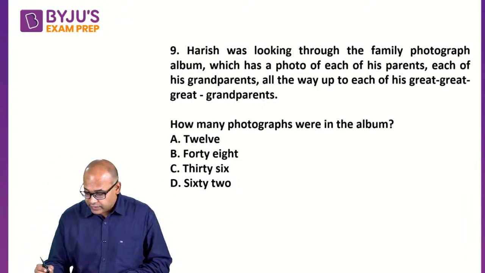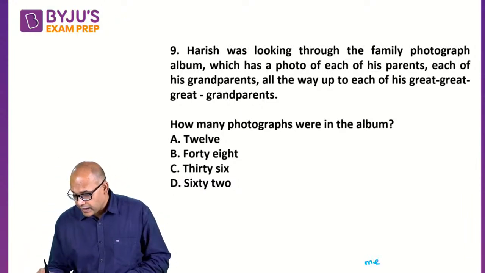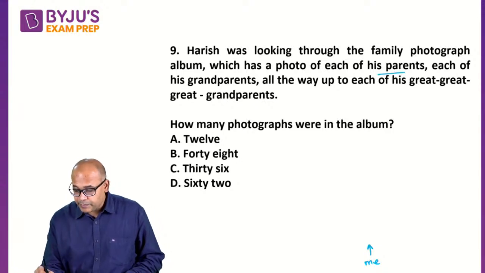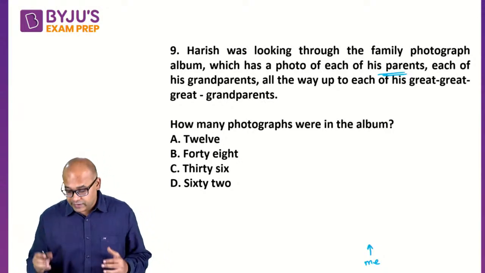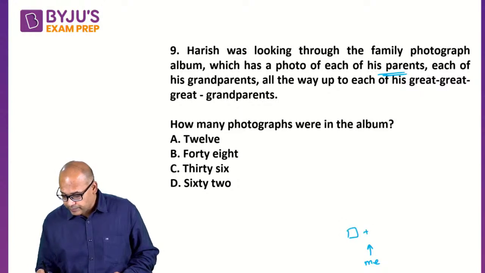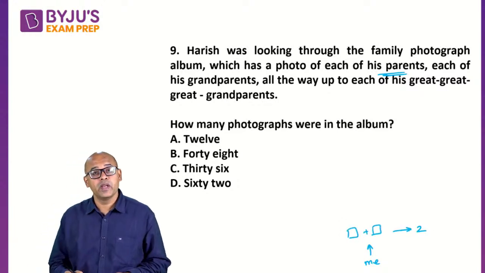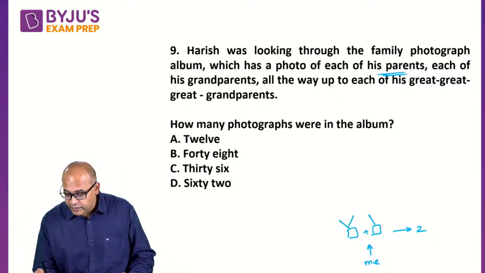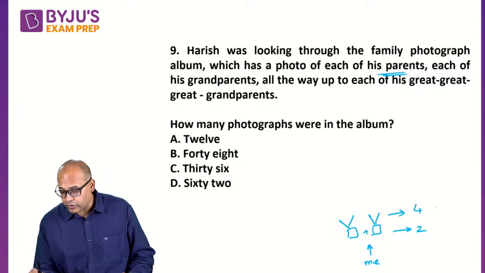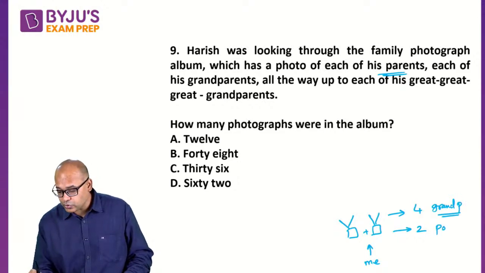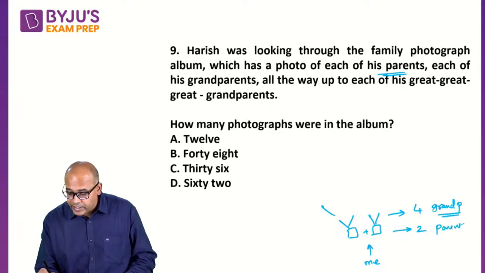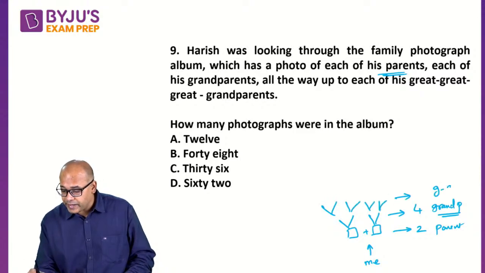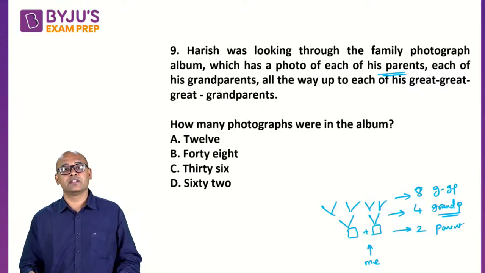So if I am here, I will have my parents. If I am the person, I have two parents, mother and father. So I will get two photos here. Now remember, each of my parents will have two parents. So my mother will have two, my father will have two. So my grandparents are 4, my parents are 2. Next, each of my grandparents will have 2 again, which means my great grandparents will be totally 8.